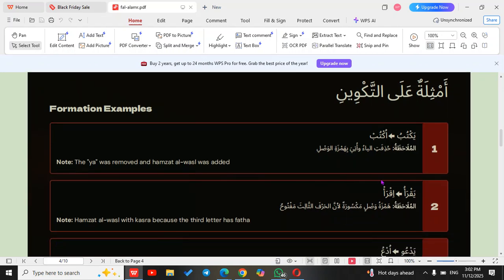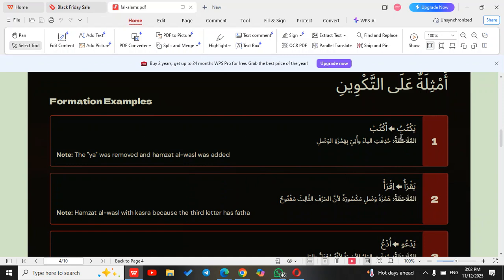So here we have yaktubu, which is fi'l mudari. Now we want to change fi'l mudari to fi'l amr. So we are going to remove the harf of fi'l mudari, which is yaa. We are going to remove it and replace it with hamzatul wasli. So then we say uktub, right. So al-mulahaz is that udifat ya wa utiya bi hamzatil wasli. The yaa was removed and hamzatul wasli was added.